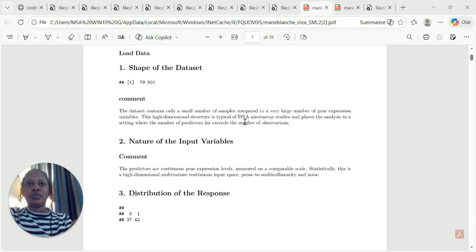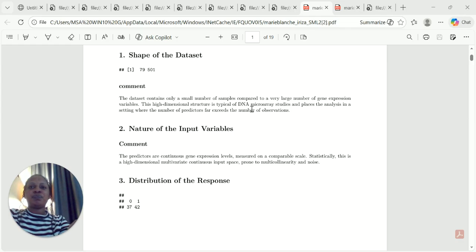Hello everyone, I'm going to take you through my SML assignment where I analyzed a high-dimensional dataset for cancer classification. So the main goal was to understand the structure of the dataset and identify which variables have more meaningful information that will help us to distinguish between cancer and non-cancer samples.